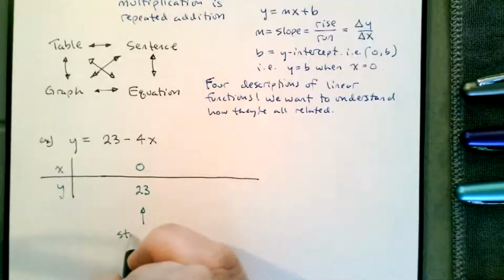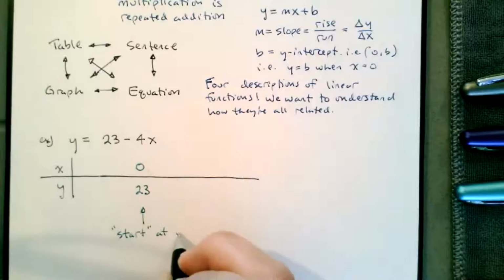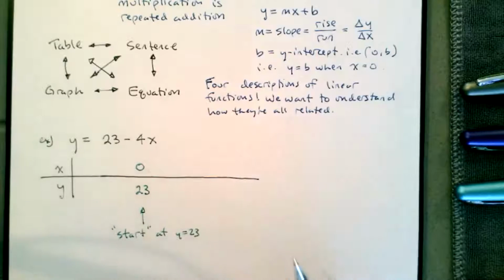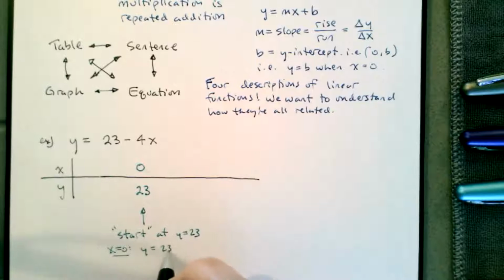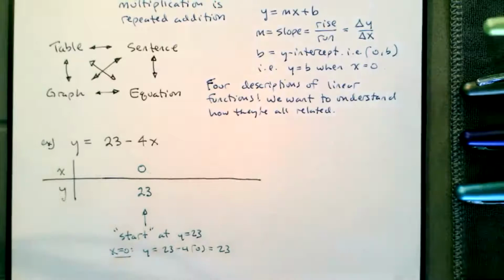So we're thinking of starting at y equals 23. Or we could say if x equals 0, y is equal to 23 minus 4 times 0, or 23.